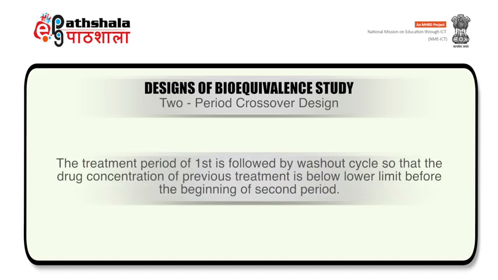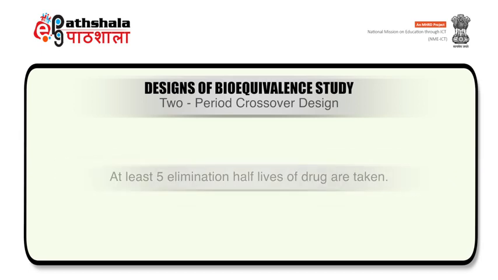The treatment period of the first is followed by a washout cycle so that the drug concentration of the previous treatment is below the lower limit before the beginning of the second period. Generally, at least 5 elimination half-lives of the drug are taken.